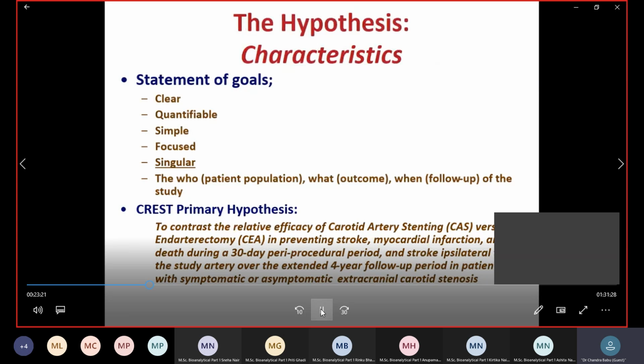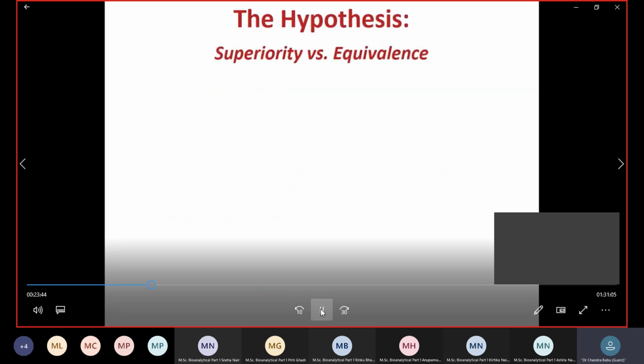So when you're thinking about writing a hypothesis, make sure the who, what, and when are all there. It's amazing when you read these, even from big trials. You should be able to give your hypothesis statement to somebody and have them pretty much understand what you're doing. They won't understand the details, but they'll get the 30,000-foot view.